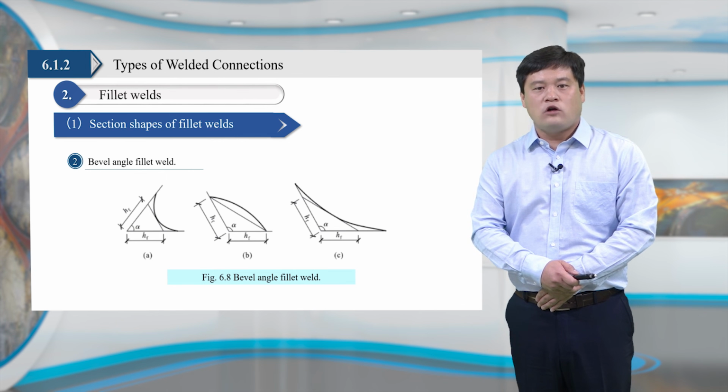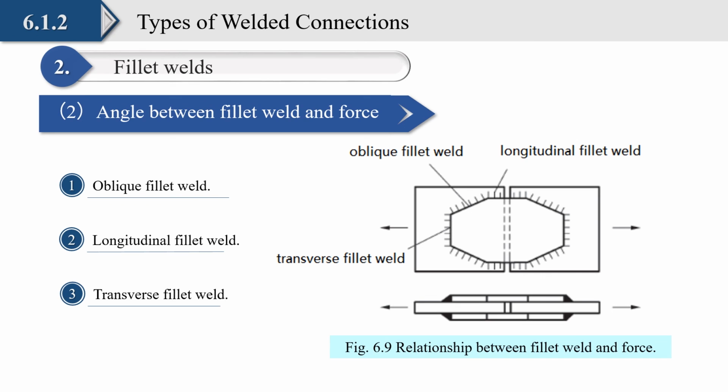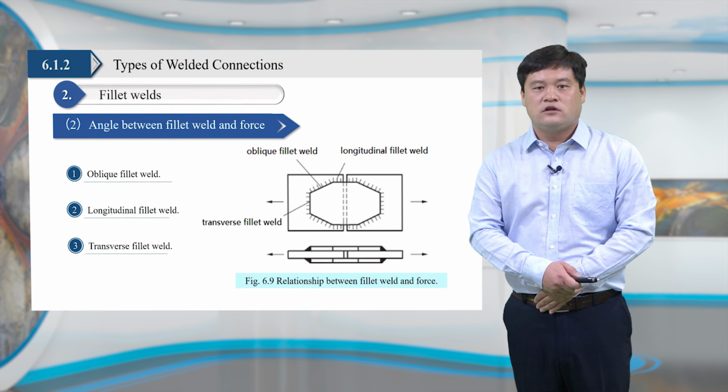If the pieces to be joined do not intersect at right angles, the welds are considered to be bevel fillet welds. The angle may be acute or obtuse, and the surface may be concave or convex. The fillet welds are also classified as oblique fillet weld, longitudinal fillet weld, and transverse fillet weld, according to the relative position between fillet weld and the applied force.